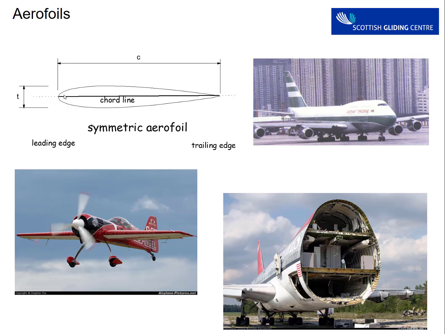Now, most of the wings that we fly with are not symmetric. The main wings are never symmetric unless we're going to create something which needs to fly the same upside down as it does the right way up, such as an aerobatic aircraft.